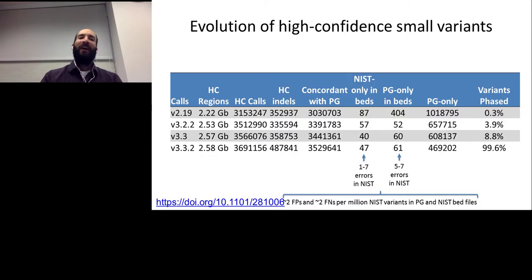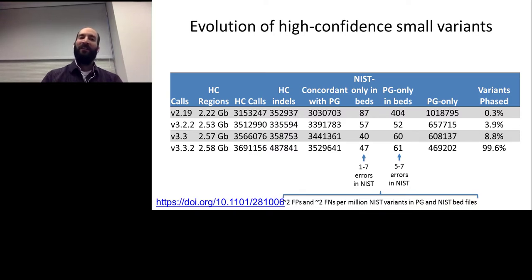So our small variant calls have undergone an evolution from what we published back in 2014, which was version 2.19, to the calls that we published last year in version 3.3.2, where initially we'd covered about 77% of the genome. Now we cover about 90% of the genome. The number of variant calls has increased pretty substantially, and the number of indels has also increased substantially over time.